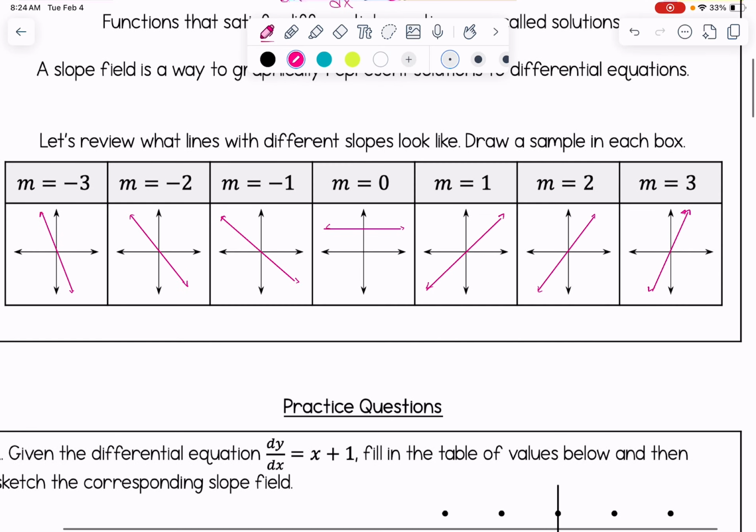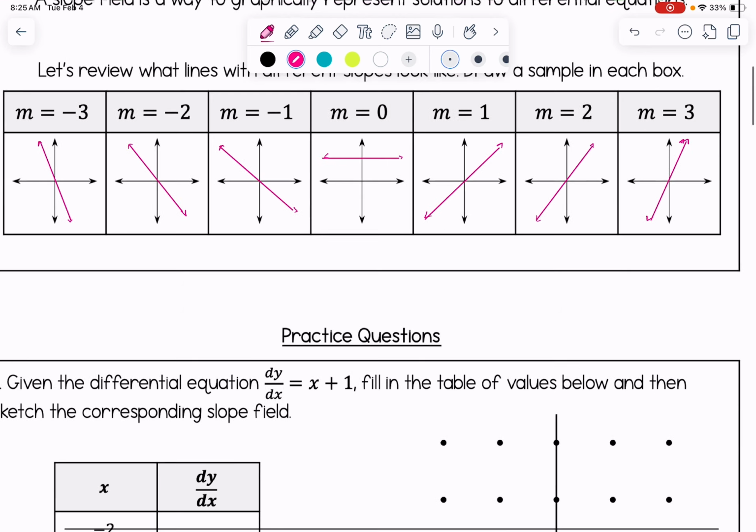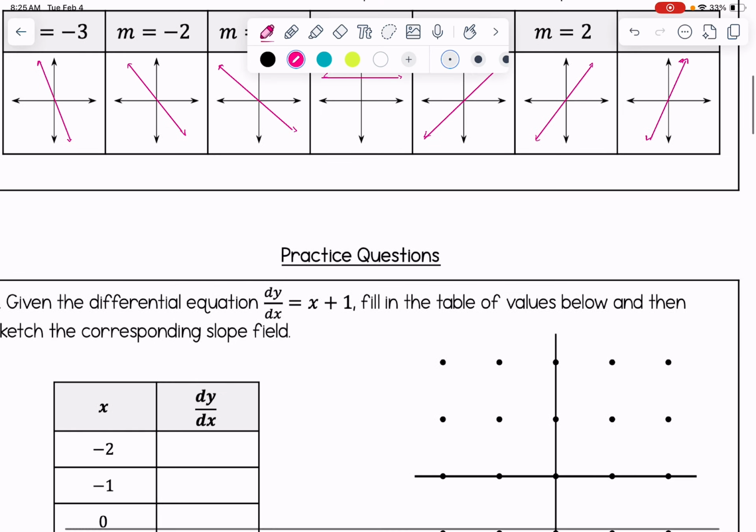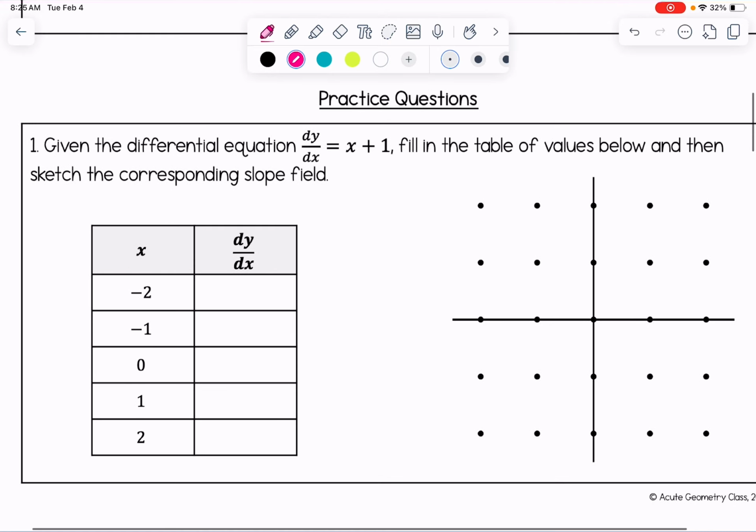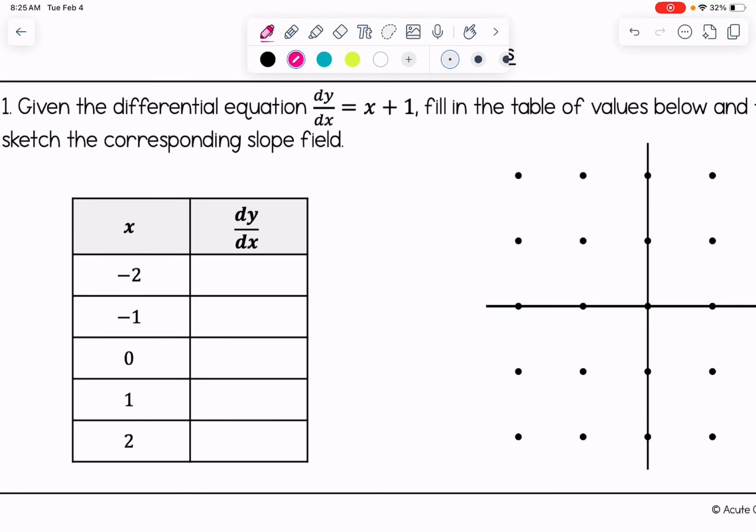Now let's talk about how we take that and turn it into a slope field. A slope field is a collection of little line segments that are essentially slopes at given points. Number 1 says, given the differential equation dy/dx equals x plus 1, fill in the table of values below and then sketch the corresponding slope field. We should be able to quickly fill in the table of values here. That's, again, like going back to Algebra 1.